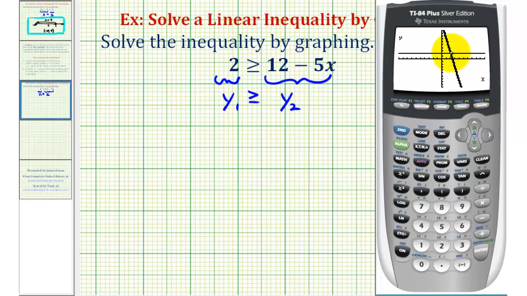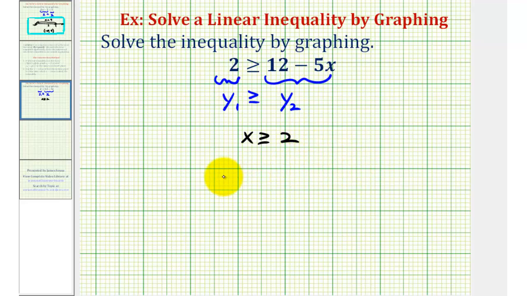Notice how the thin line is above the thick line on the right side of the screen. So let's find this point of intersection. We'll press second trace option 5, enter 3 times. The point of intersection is the point 2, 2. So because we want to know when y1 is greater than or equal to y2, or when the thin line is equal to or above the thick line, our solution is x is greater than or equal to positive 2.